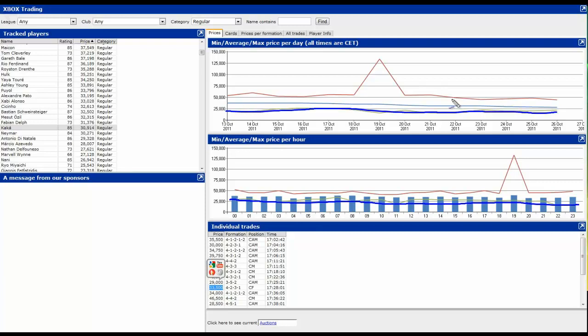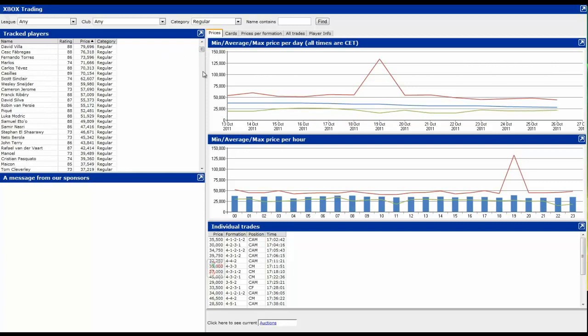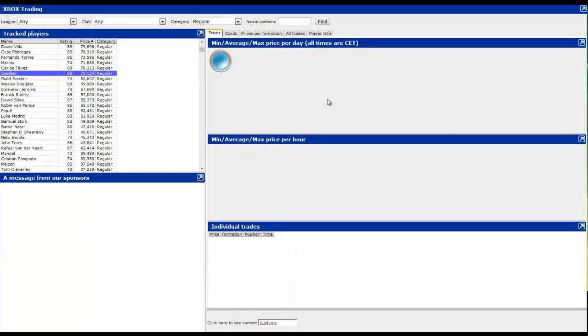But keep in mind that these deals here are the best of that day. So maybe, let's say, once a day one guy puts up a Ronaldo for 200 coins, then his line will be at 200, but his actual average price will be way up. Unless you can get that one for 200, he won't be a great player to trade. So just keep that in mind. Take a look at the hour view just to have a better idea. And just one more player to finish it off. Let's take a look at Casillas.